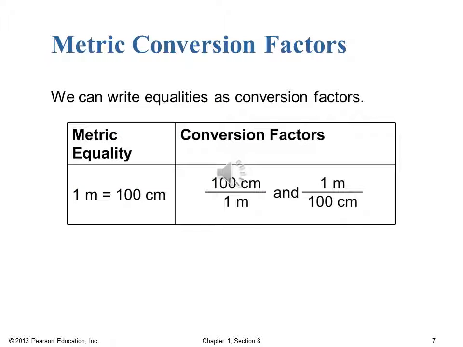So like we discussed earlier, we can take that equality, in this example a metric equality of 1 meter equals 100 centimeters, and we can go ahead and write that as a conversion factor, as a fraction with either the 100 centimeters in the numerator and the 1 meter in the denominator, or with the 1 meter in the numerator and the 100 centimeters in the denominator. It's really going to be the problem that determines which way we represent it, because at the end we're going to want to cancel all the units that need to cancel and be left with the unit or units that we want for our final answer.